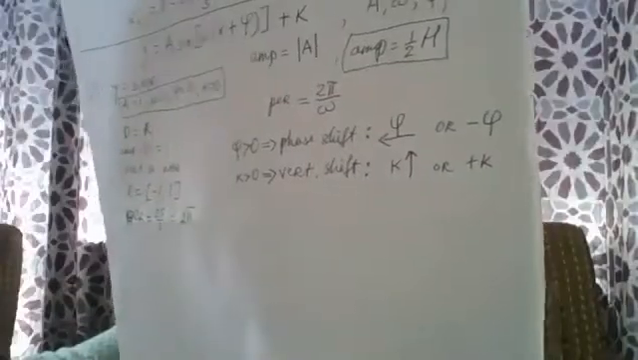Another piece of information which is extremely important is the period. And the period here depends on the value of omega. The value of omega is 1. So 2 pi over 1 is 2 pi. So sine x here is a 2 pi periodic function.